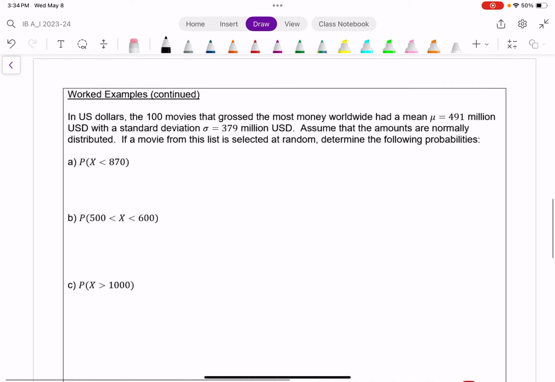All right, so over here in US dollars, the 100 movies that grossed the most money had a mean of $491 million US and a standard deviation of $379 million US dollars. Let's assume the amounts are all normally distributed. So with that said, let's say we select a movie at random from this list of 100. Well, what's the probability of this first one? What's the probability that the movie grossed less than $870 million?